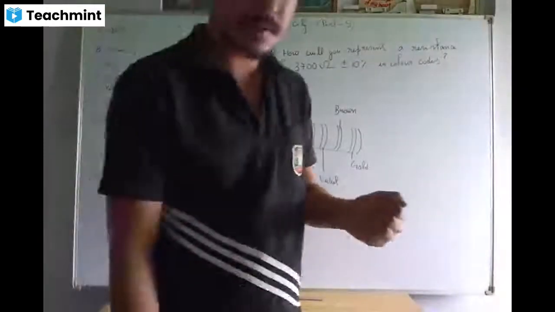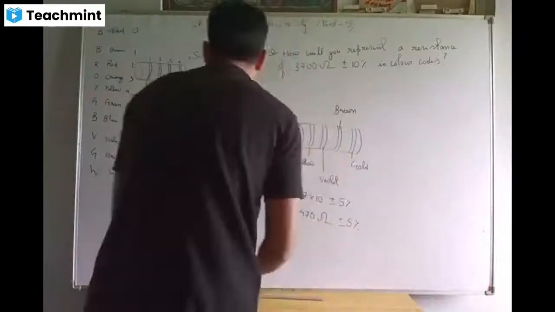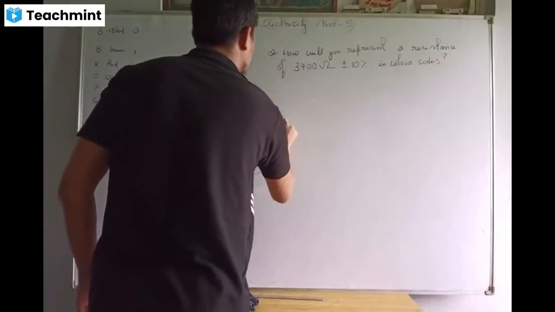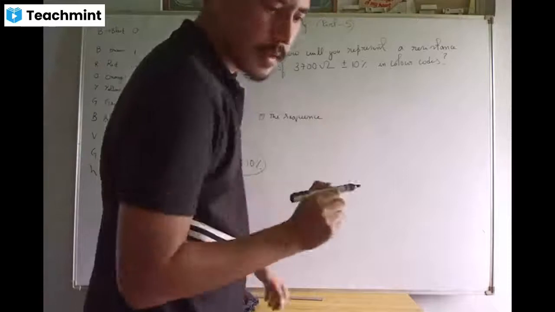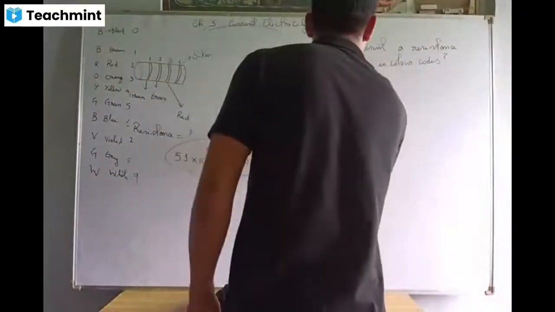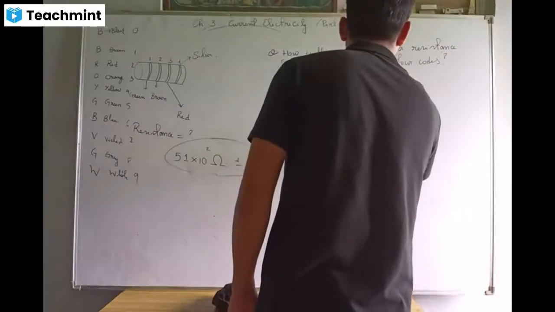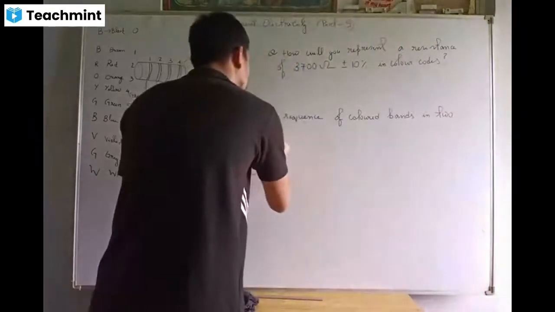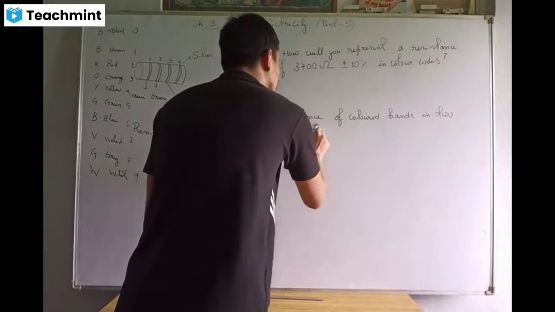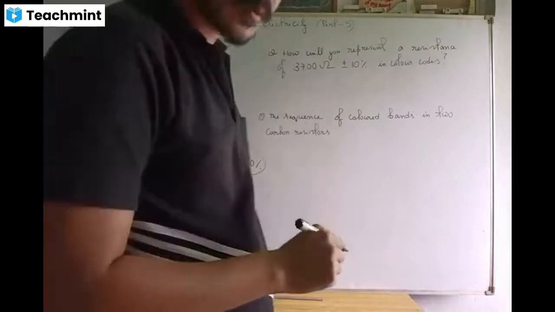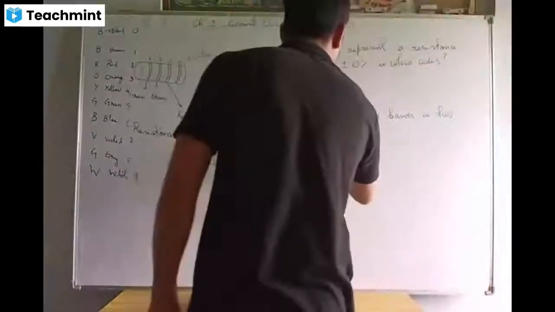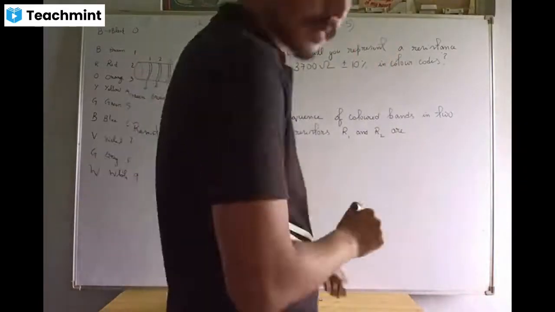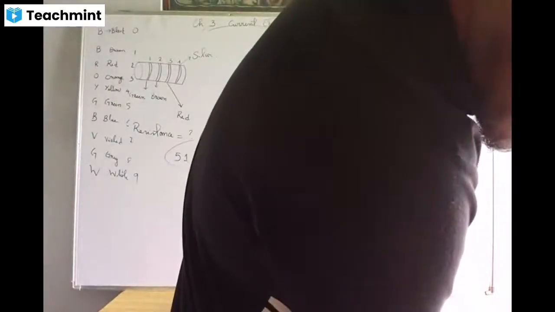Okay, one question for you, okay? Let me write down the question. The sequence of colored bands in two carbon resistors, R1 and R2, are: for R1, brown, green, blue.